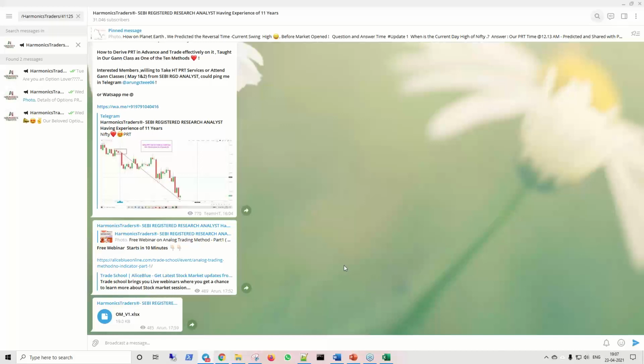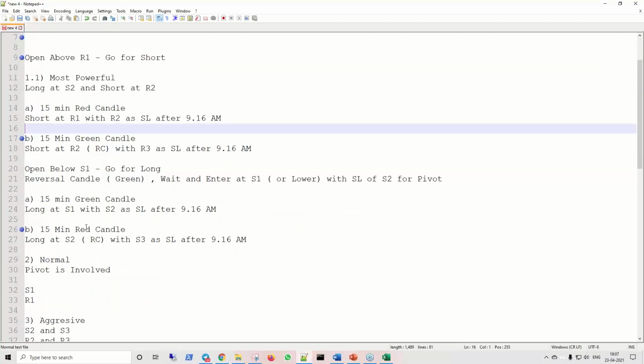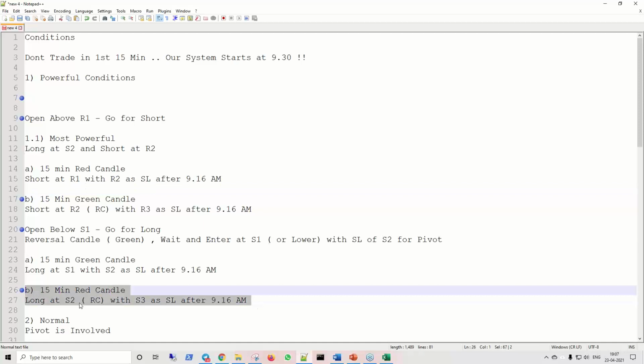How to use this method for options? Like I said, try to go for this condition. Let us say this condition is met for a particular stock. Let us take this open below S1. So a particular stock, say like Voltas, the open is below S1. So now we are waiting to take long at S1 or S2. The first 15 minutes is a red candle, which means you are going to take long at S2.